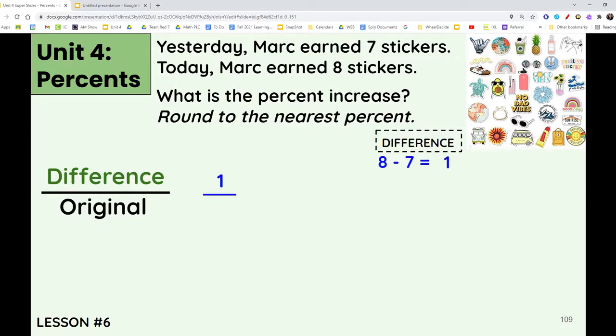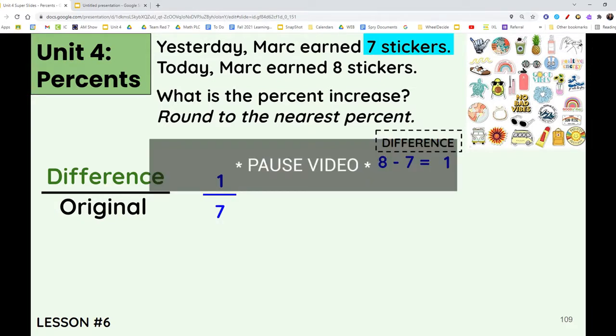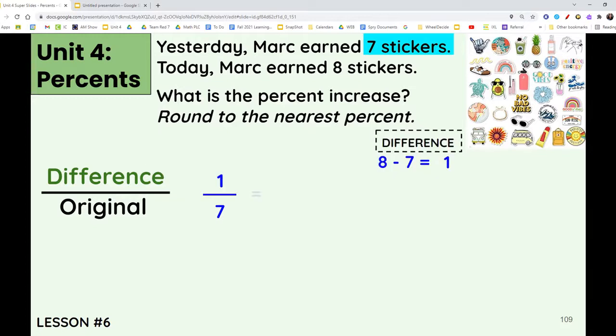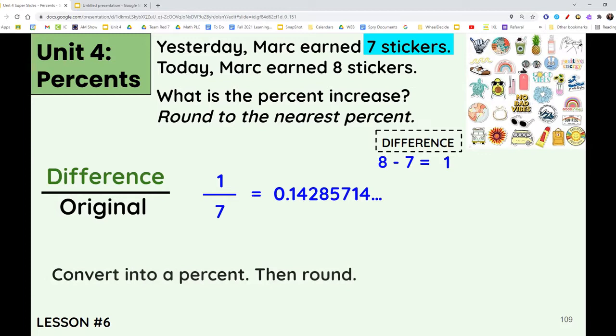Which is the original amount of stickers? 7. So 7 is going to go into the denominator. Okay, go ahead and do 1 divided by 7 on your calculator. Okay, you should get this long decimal. And it says round to the nearest percent in the directions. So we're going to convert this into a percent and then we're going to round.